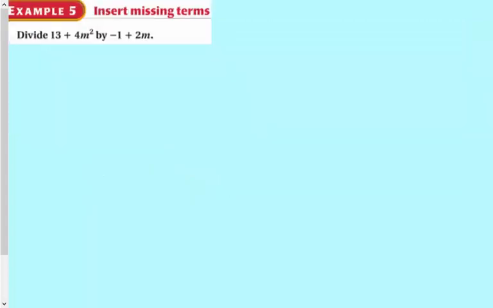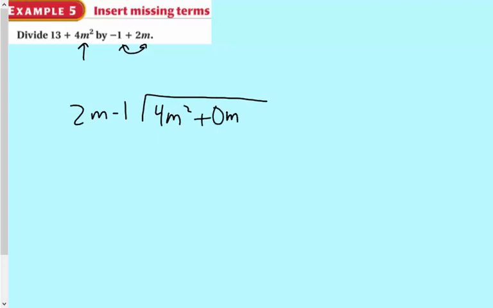Insert missing terms. As I mentioned, again, I'm going to switch these two around. It's going to be 2m take away 1 going into 4m squared. I'm going to put my highest power there, plus 0m. There's no m term there, so you're going to put in a 0m right there, so it goes in descending order. That's how you approach that problem. The rest is the same.